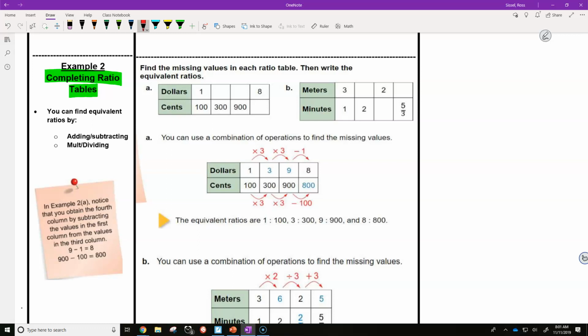So if I had 300 cents, how many dollars do I have? I had $3.